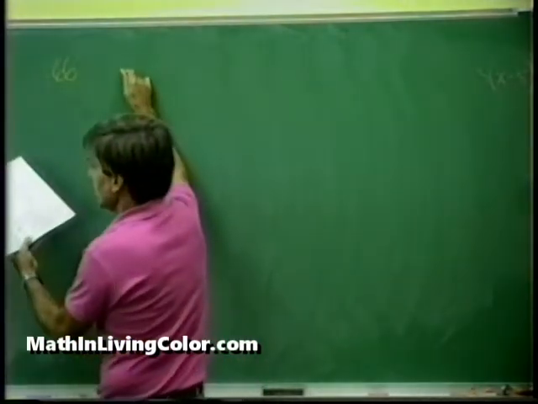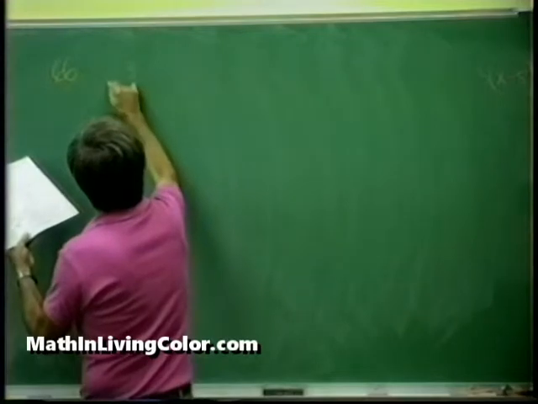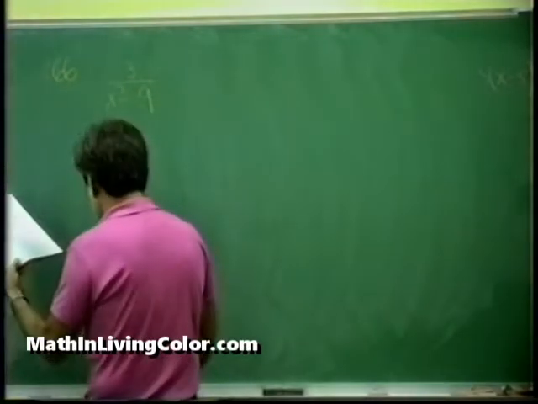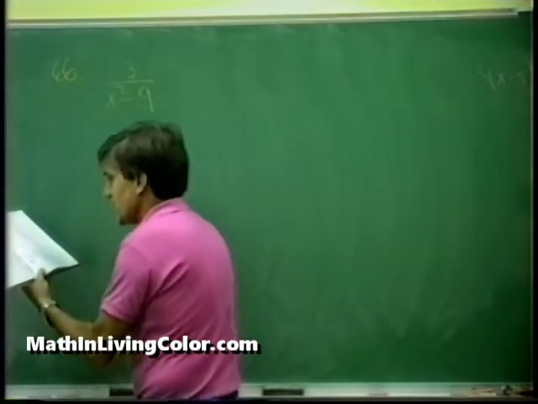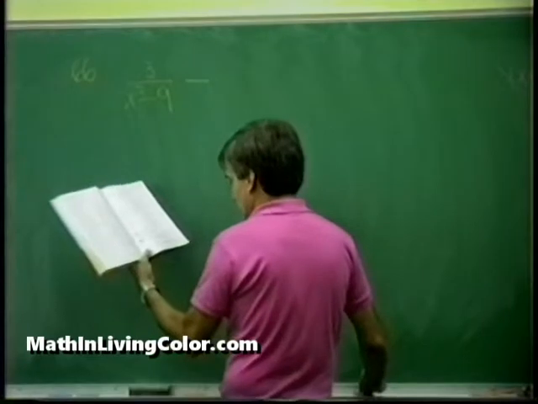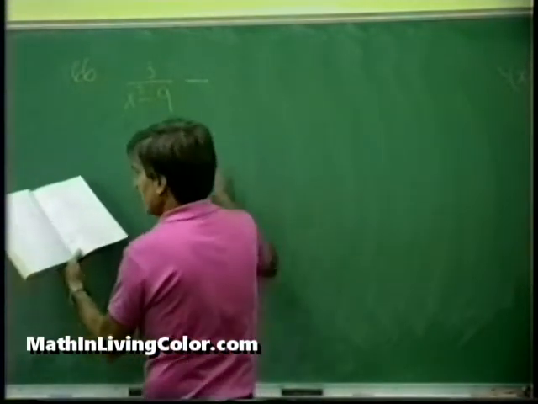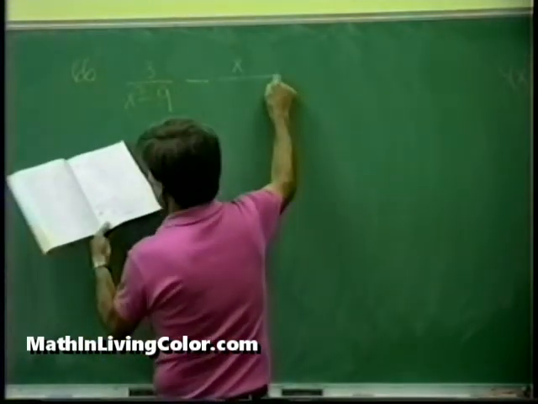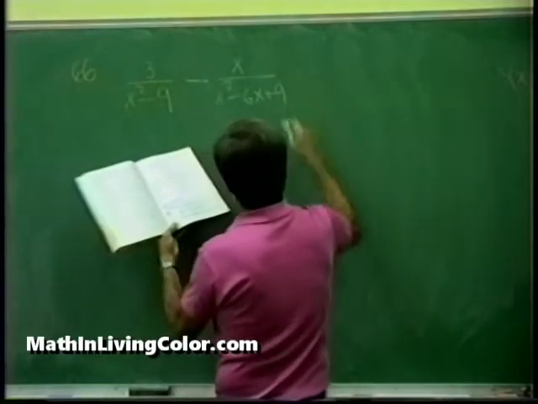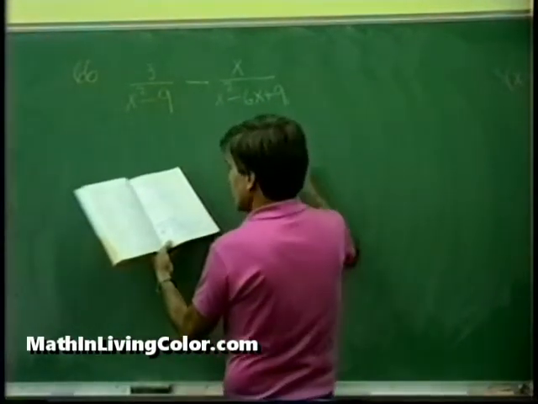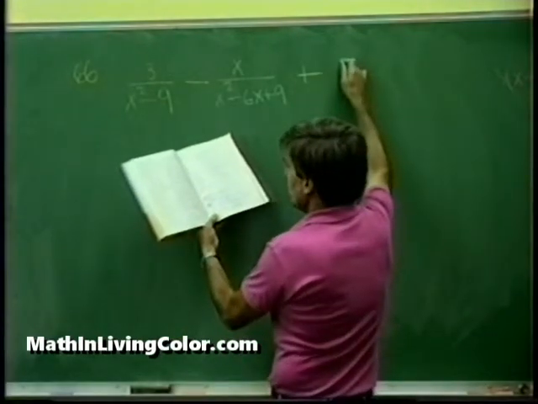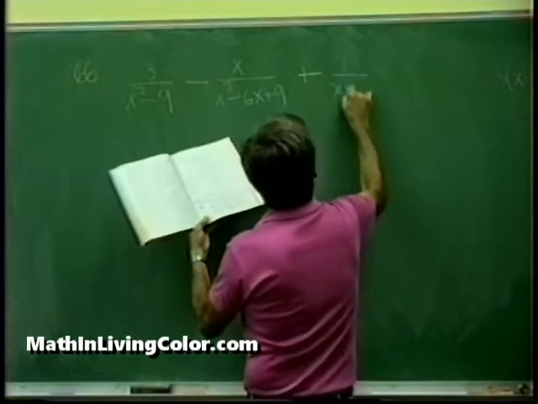So here we go with number 66. 3 divided by x squared minus 9 is the first fraction. And then it says minus the second fraction. The second fraction is x divided by x squared minus 6x plus 9. And then the third fraction, it says plus, and the third fraction is 1 divided by x plus 3.